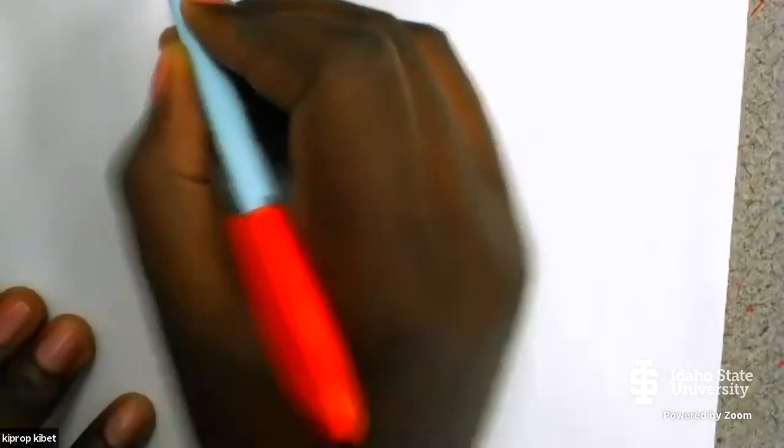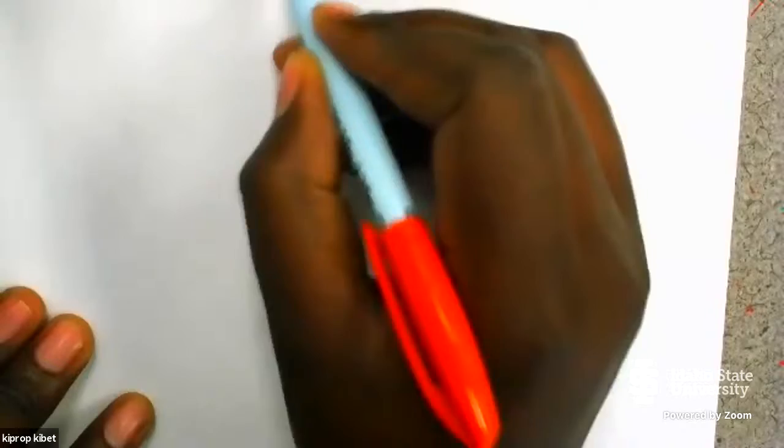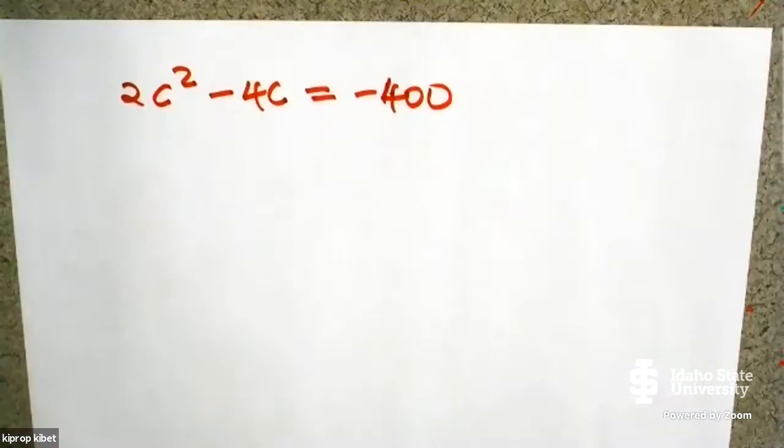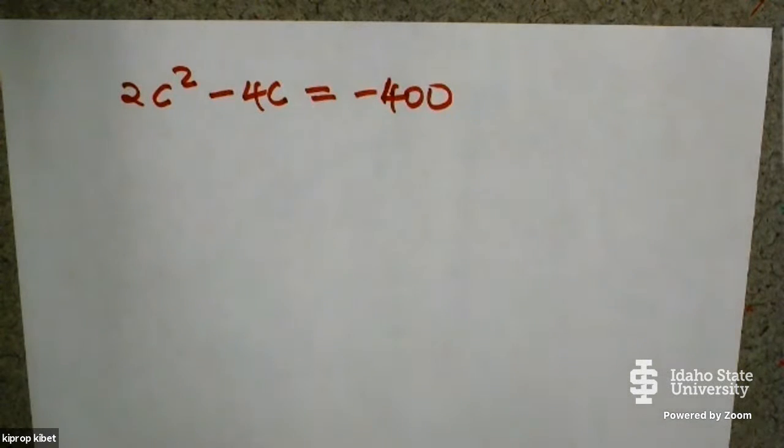Okay, let's come to the other one, another example. 2c squared minus 4c equals minus 400.